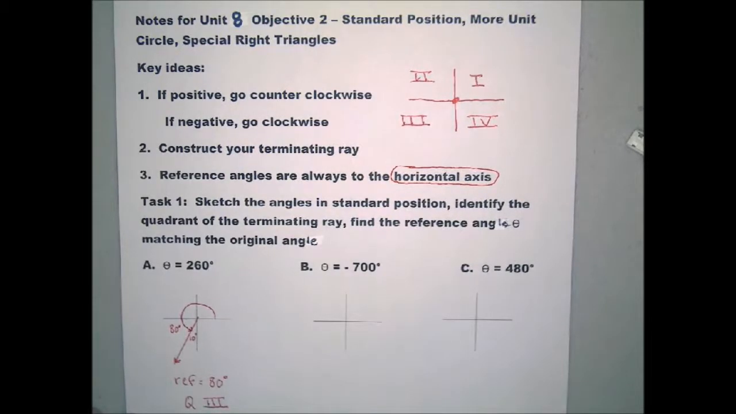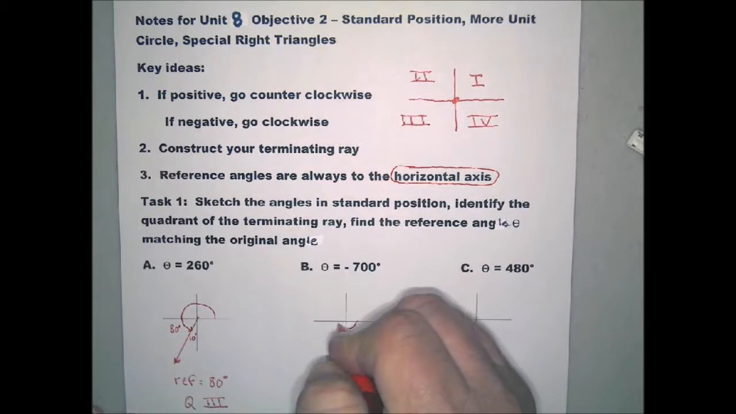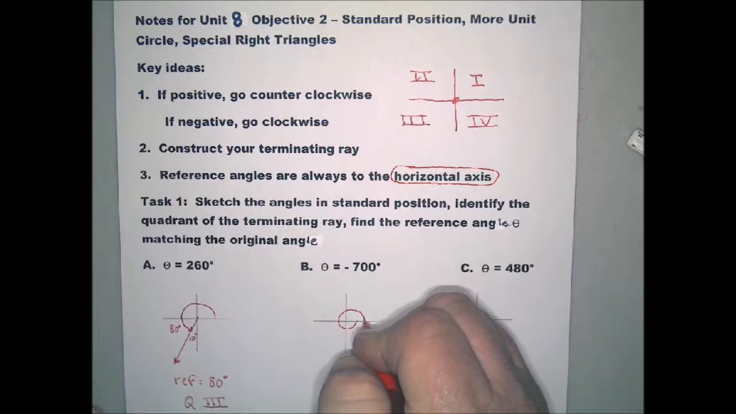So what seems like some really ugly instructions that have you do a whole lot of things really isn't that bad. Let's move on to negative 700 degrees. I know negative means I'm going to go clockwise. I'm going to start right here at 0. I'm going to make it all the way around, because that would be 360 degrees.